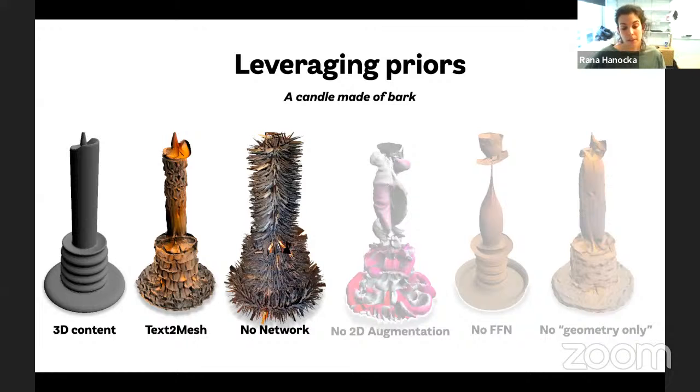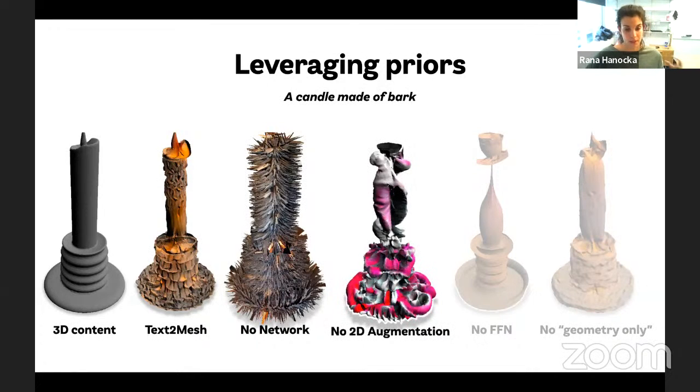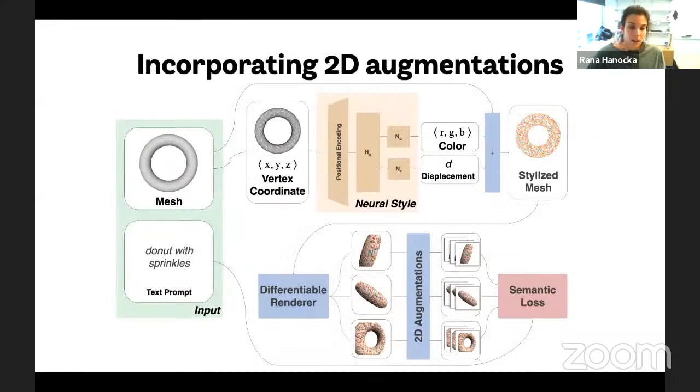Probably the most crucial component of the system, which is a little bit perplexing, but it's by far the most crucial piece, is these 2D augmentations. Without running 2D augmentations, so this perspective transformation in the 2D image, the results are basically completely meaningless. That's this part of the pipeline here. For each image, we apply multiple perspective transformations per view that are not necessarily consistent.